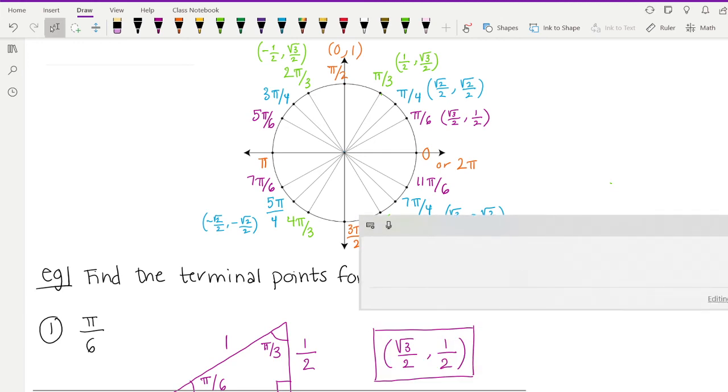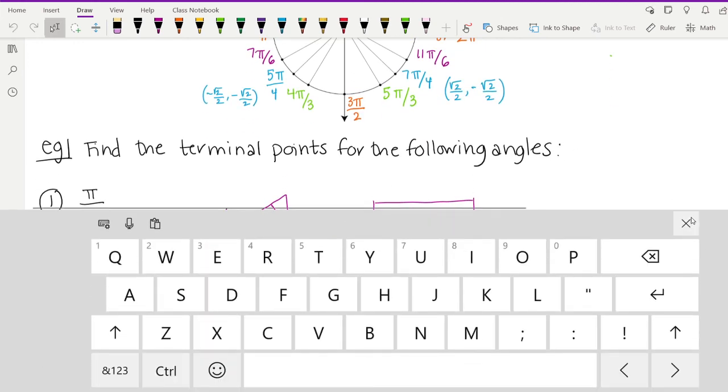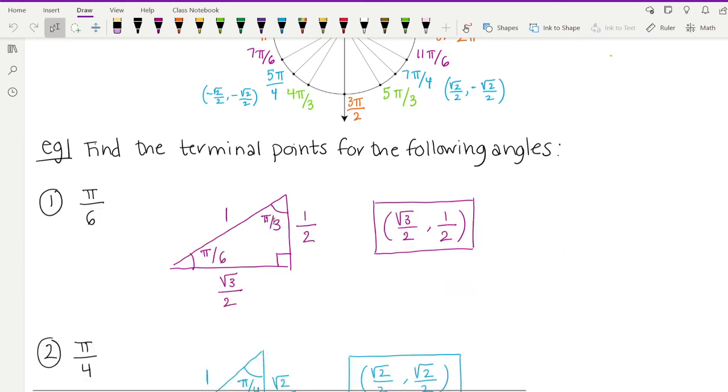All right, so that is it for this video. In our next video, we'll finally see why we're talking about terminal points. We'll see that all the stuff we worked on today is basically getting us ready to do trigonometry, and we can jump straight into that because we have a lot of practice now with finding terminal points.